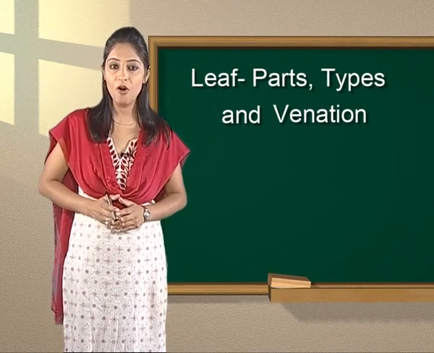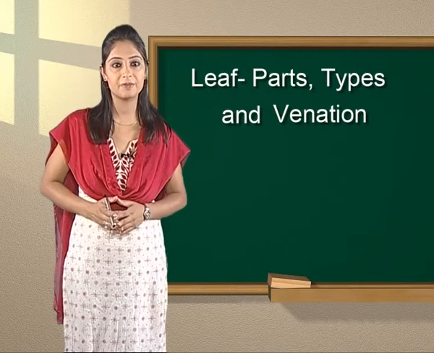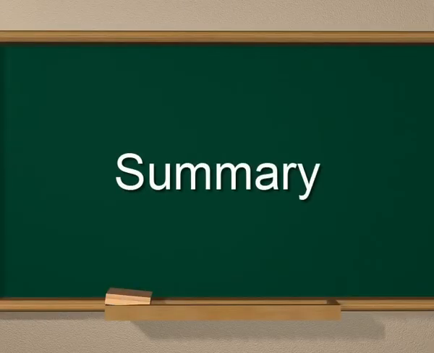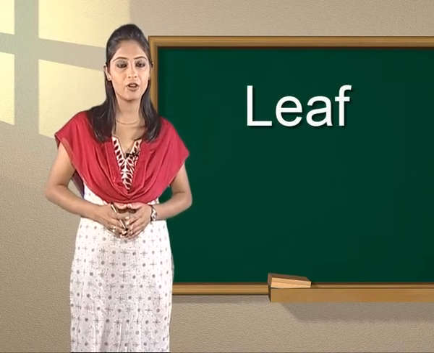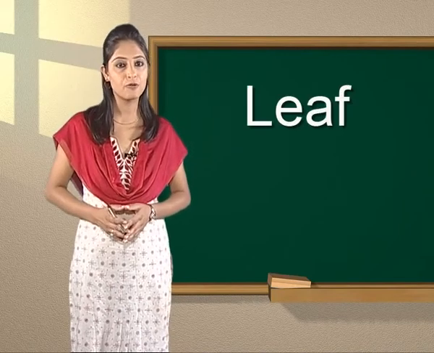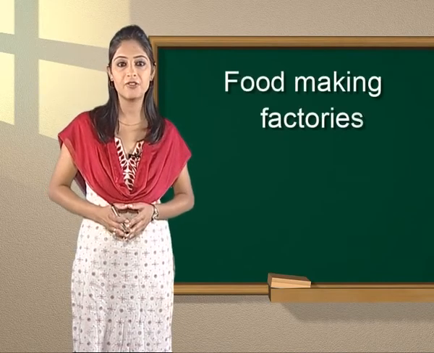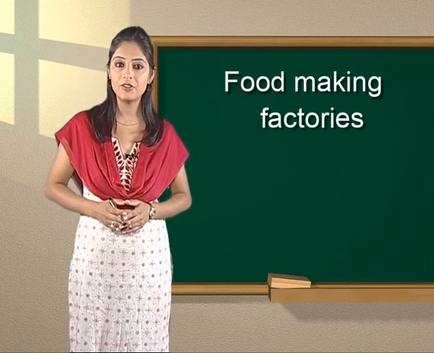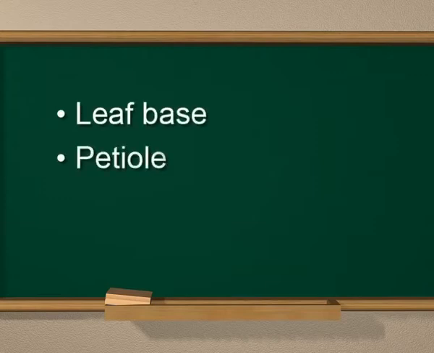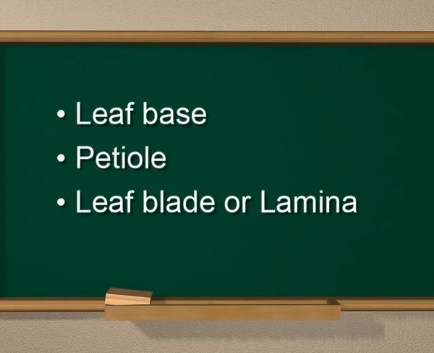Let us summarize all that we have learned so far. Leaf is an above-ground plant organ specialized for photosynthesis and known as the food-making factories of green plants. The leaf consists of three parts, that are leaf base, petiole, and leaf blade or lamina.